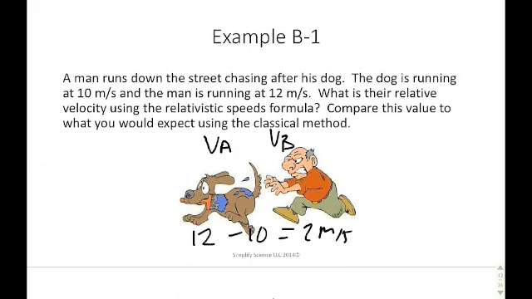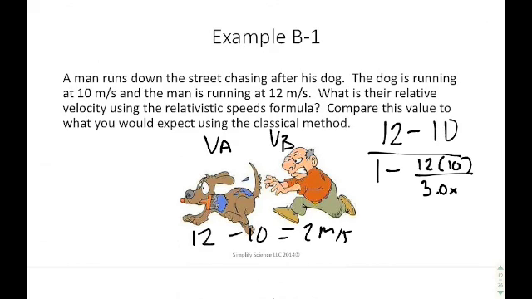Now if I'm looking at it in terms of relativistic speeds, what I would have to do is 12 minus 10 divided by 1 minus 12 times 10 divided by the speed of light squared, so 3 times 10 to the 8th, squared. Now, when you take 12 and multiply it by 10, you're going to get 120. But then you're going to take that 120 and divide it by 9 times 10 to the 16th, because that's what 3 times 10 to the 8th squared is.